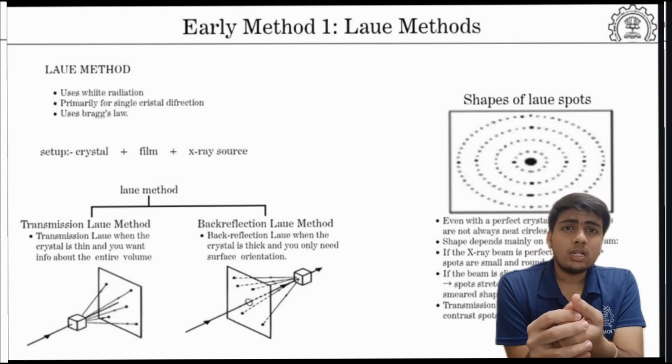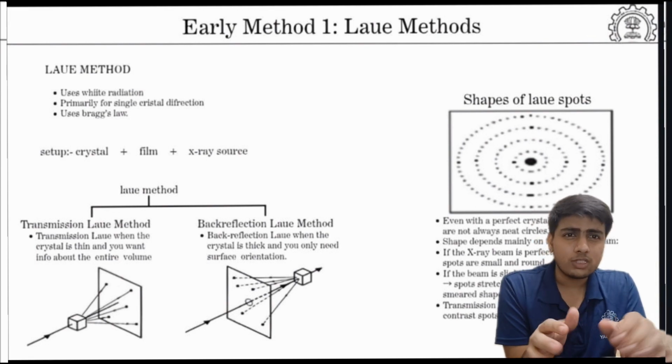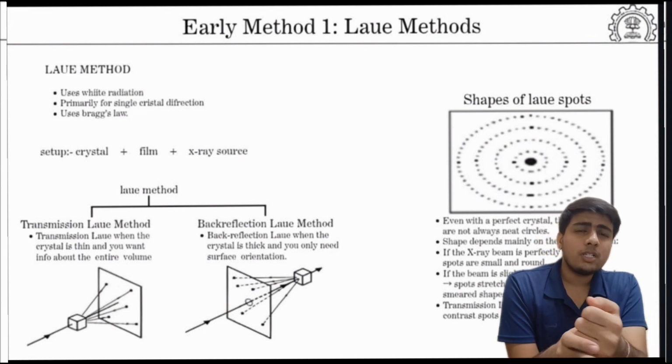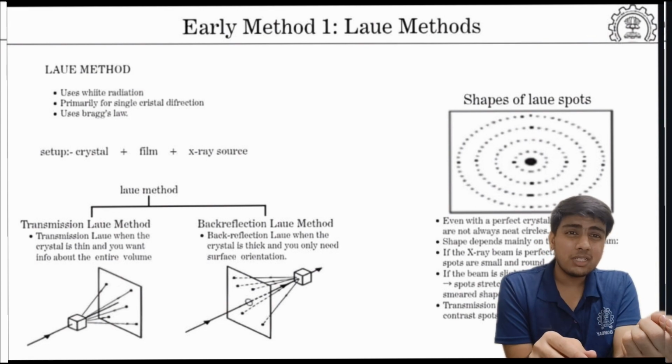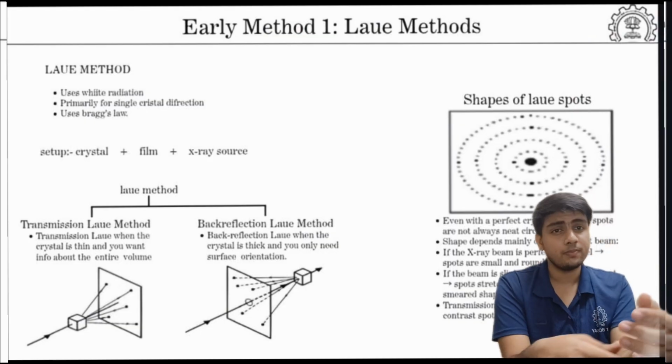The back reflection Laue method is primarily used for thick crystals, or if you want to know about the orientation of the surface of the crystal. Whereas the transmission Laue method is basically used for thin crystals, and if you want information about the entire volume of the crystal.